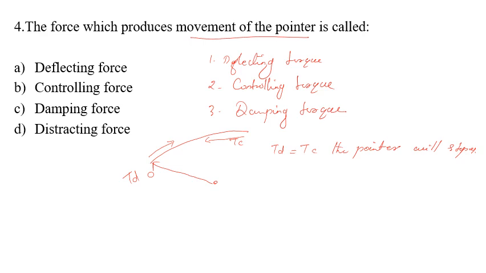The third, to produce controlling torque, we generally use spring control and gravity control methods. Two methods are there: spring control and gravity control.